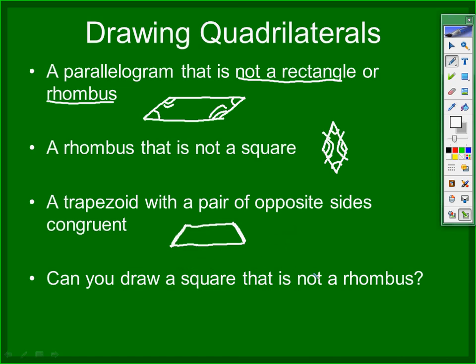A square that is not a rhombus. A square means four congruent sides and four right angles. If it's not a rhombus, that means it doesn't have four congruent sides, so this last example is actually impossible.